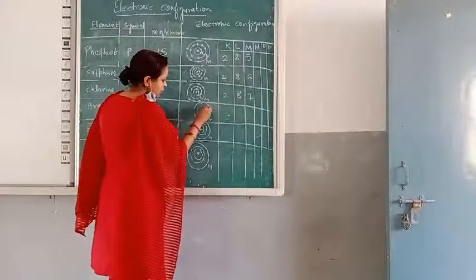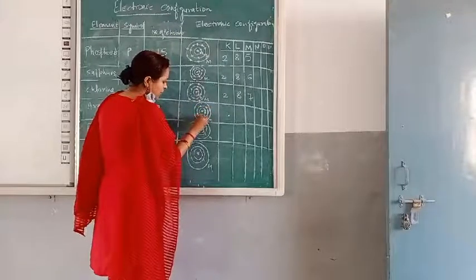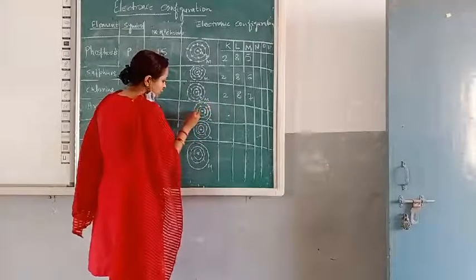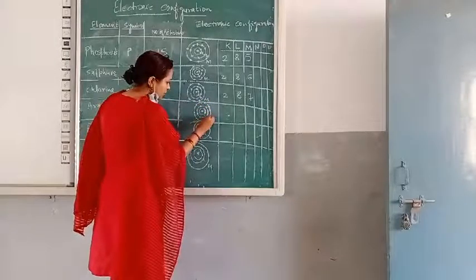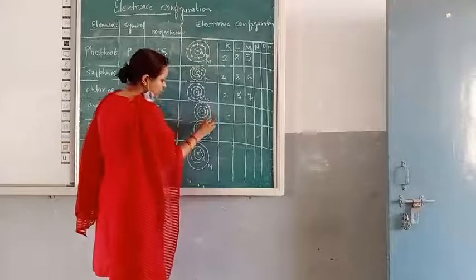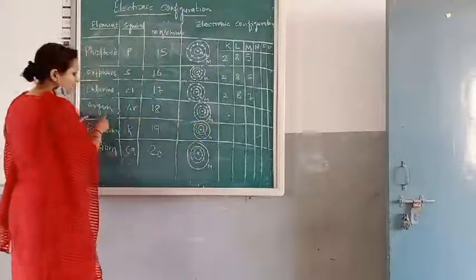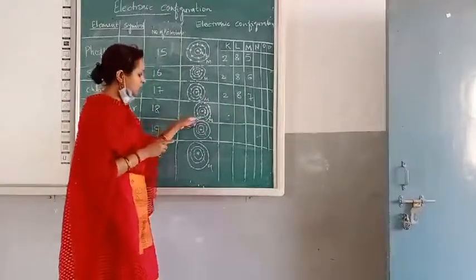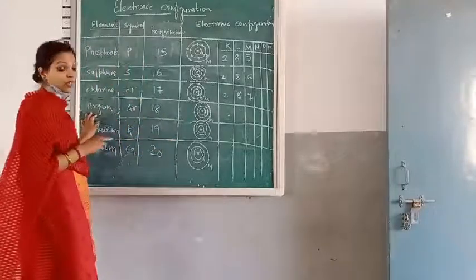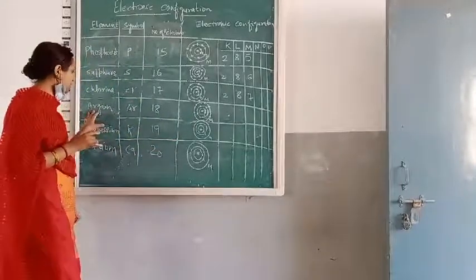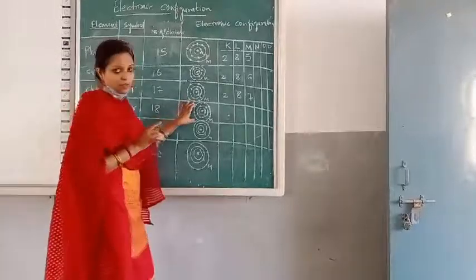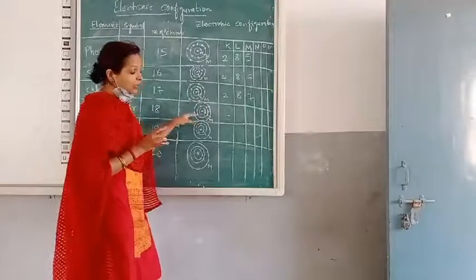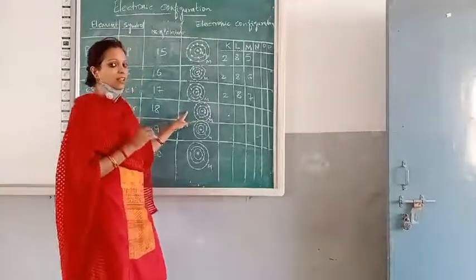2 in K shell, now 8 in L shell, and again the remaining electrons, that is 8 electrons, will be filled up in M shell. So here in argon also you can see the outermost orbit is getting completely filled, that is with 8 electrons. So here also we can say argon has the octet structure. It possesses the octet structure because its outermost orbit is completely filled with exactly 8 electrons.